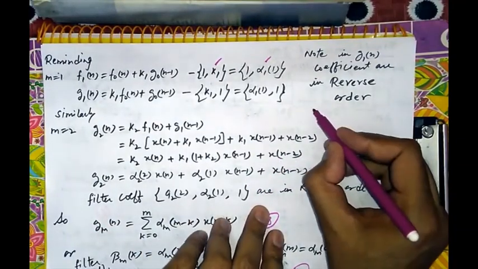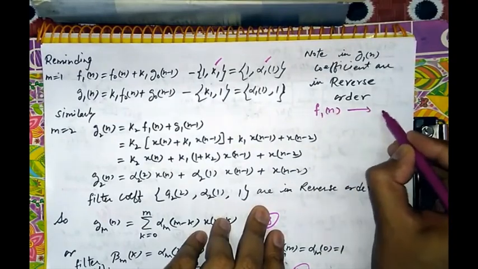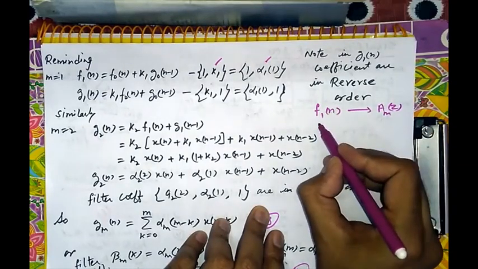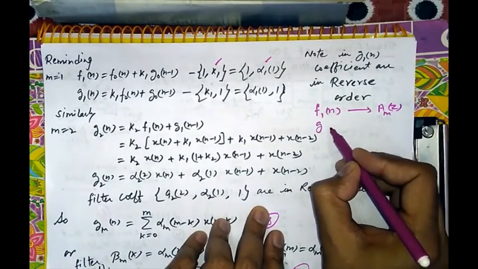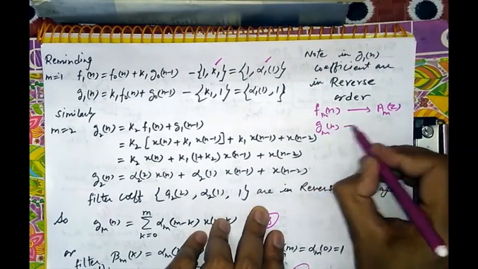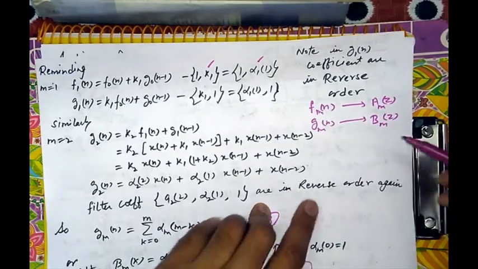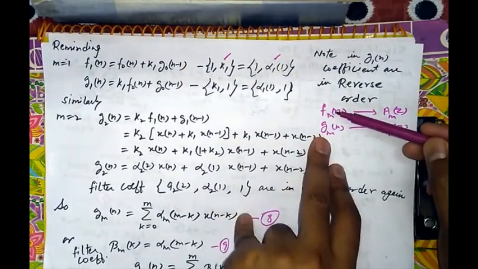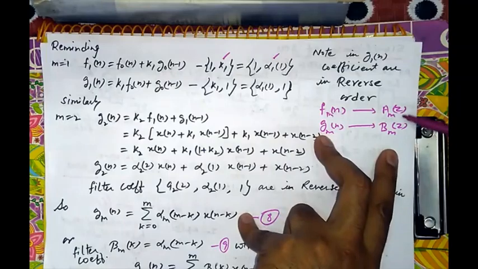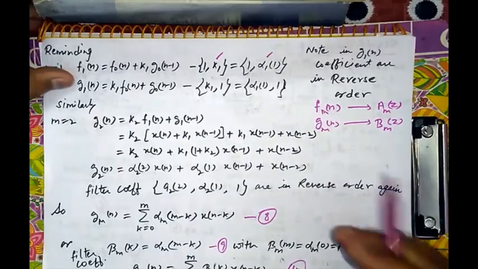Or you can assume that f1n corresponds to a polynomial. So similarly, we have the term gm corresponding to some other polynomial, say it is Bm. And because the coefficients of fm and gm are in reverse order, the coefficients of these polynomials must be in reverse order. Okay, because these correspond to these polynomials. We will see it.